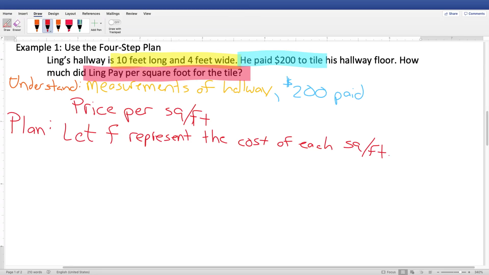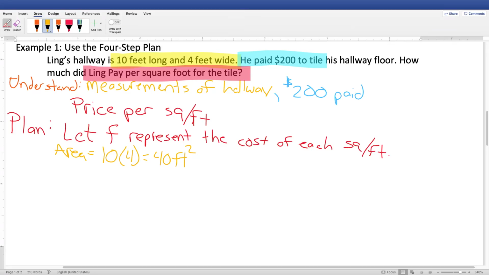After you define the variable, then you have to write an equation. So to be able to write an equation, we have to know something. We need to know the area of the hallway. So if I want to know the area of the hallway, how would I find that? Dominic? Multiply 10 times 4. Yeah, we're going to multiply 10 by 4. And so I get an area of 40 feet squared.